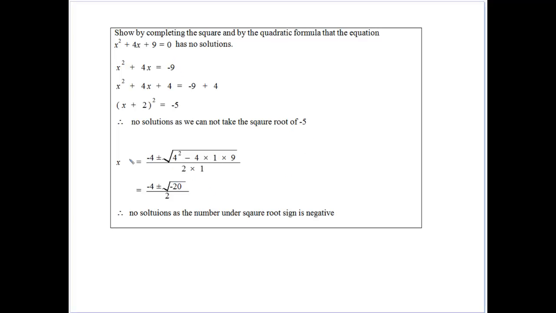And we can see that when we do the quadratic formula. So we get the negative b, plus or minus the square root of 4 squared minus 4 times 1 times 9, and taking 36 away from 16 gives us minus 20. Can't take the square root of a negative number. So that's where we start to see there's no solutions, because we can't get any x values in the real number system.